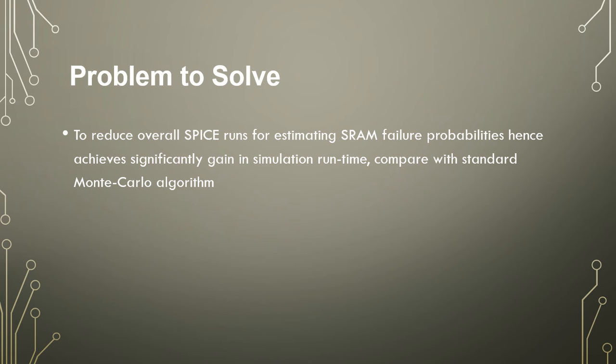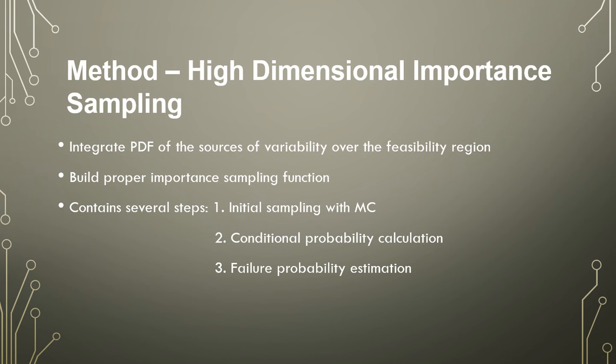For this project, the problem that we are going to solve is to reduce the overall SPICE run for estimating SRAM failure probability, hence increasing the efficiency and greatly reducing the overall running time of the algorithm compared to the standard Monte Carlo algorithm. The approach that we chose is to use high-dimensional importance sampling.